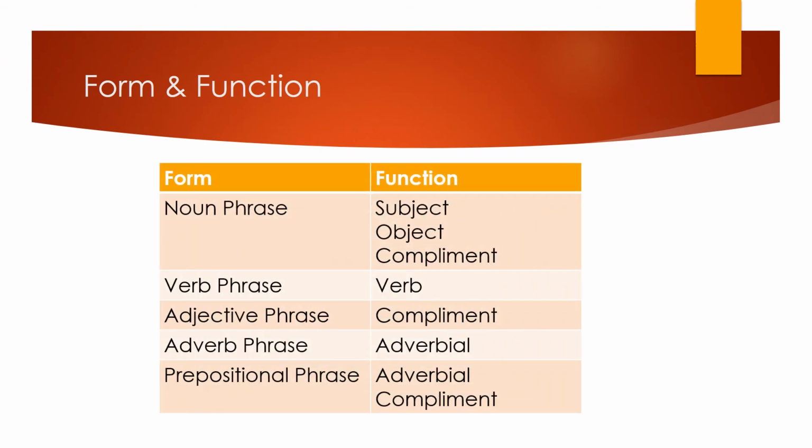So when we're talking about form and function, the noun phrase is a form and it functions as a subject, object, or complement. A verb phrase functions as a verb, an adjective phrase functions as a complement, an adverb phrase functions as an adverbial, and a prepositional phrase functions as an adverbial complement.